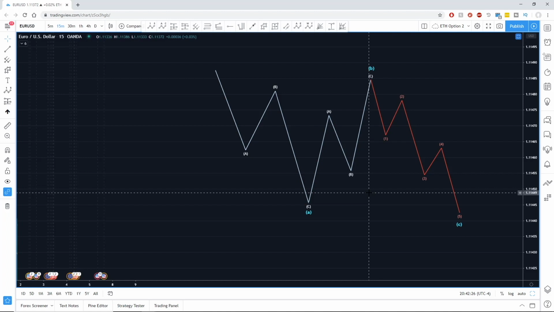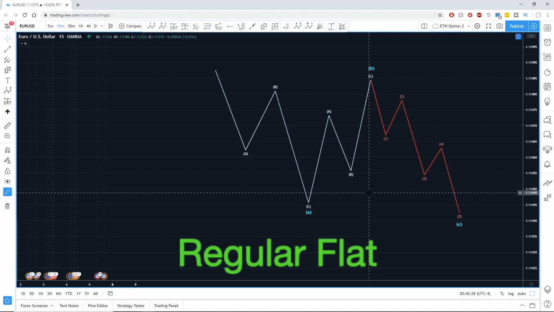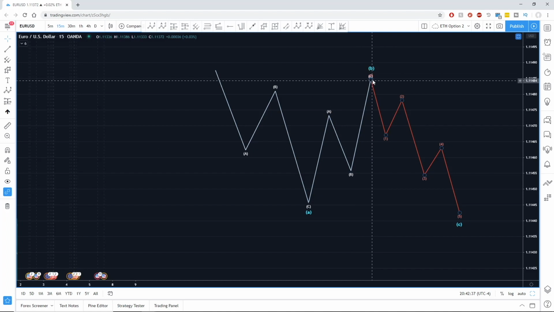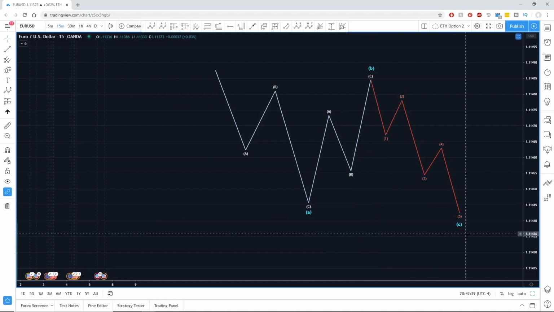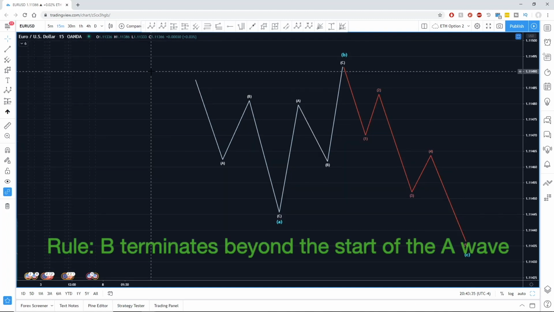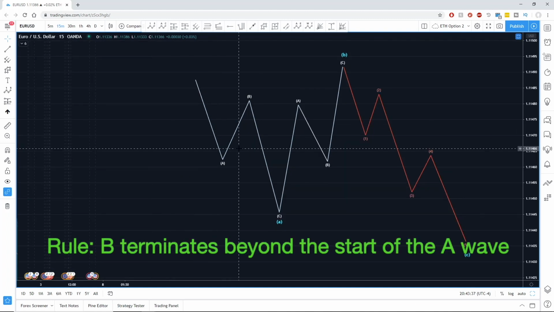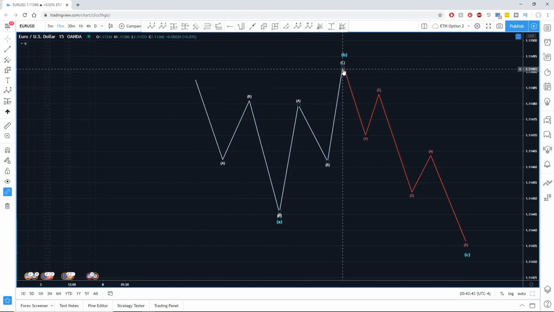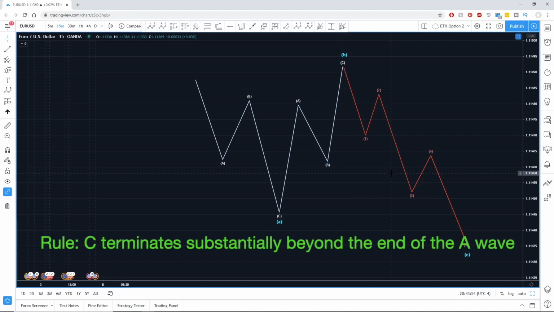The one I've been showing you all these examples with is just a regular flat. And as I've been telling you, in a regular flat, the B wave terminates near the beginning of the A wave, and the C wave just past the end of the A wave. There's actually a far more common variation of flats, and it's called an expanded flat. In an expanded flat, the B wave terminates beyond the starting level of the A wave. So our A starts up here, and our B goes above that, all the way up to here. And furthermore, our C wave actually ends substantially further beyond the end of the A wave than a regular flat does.